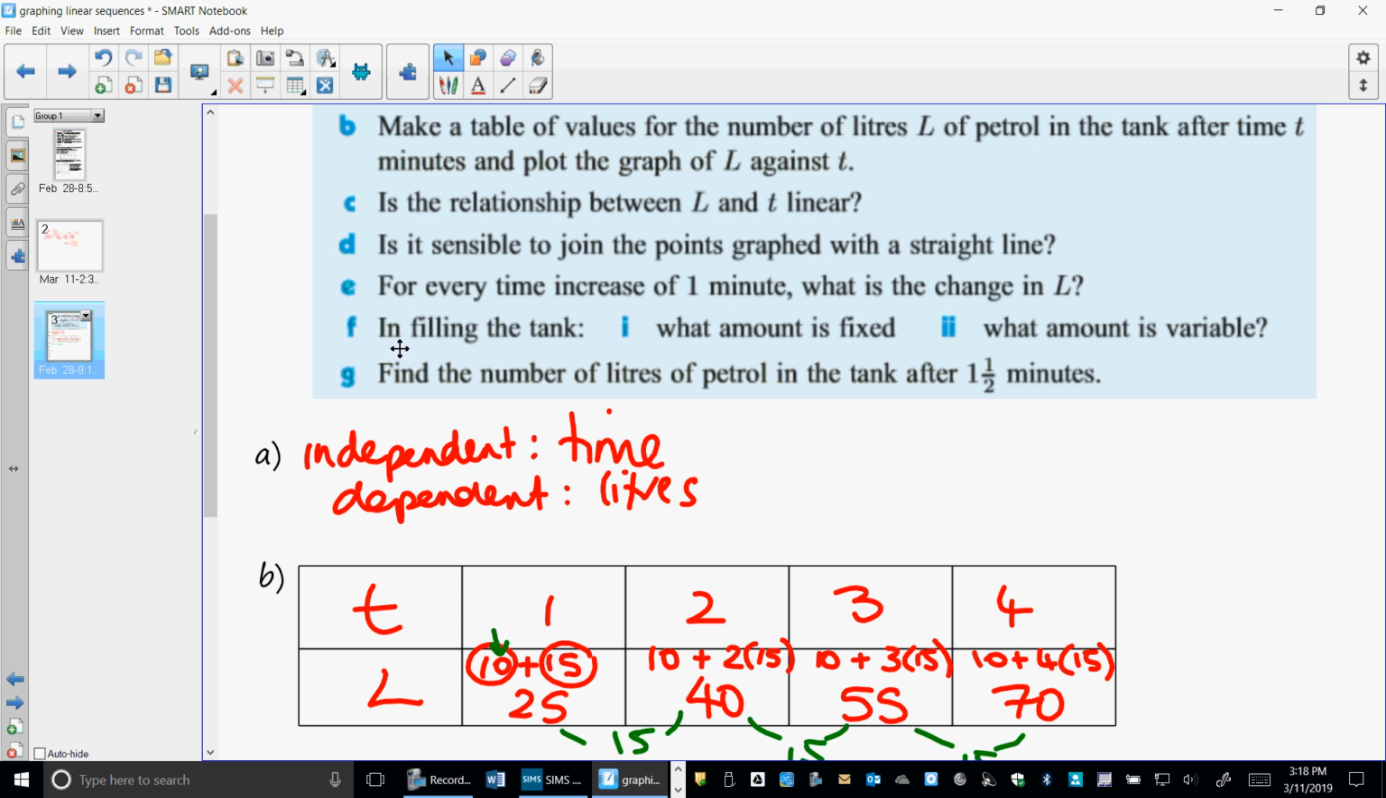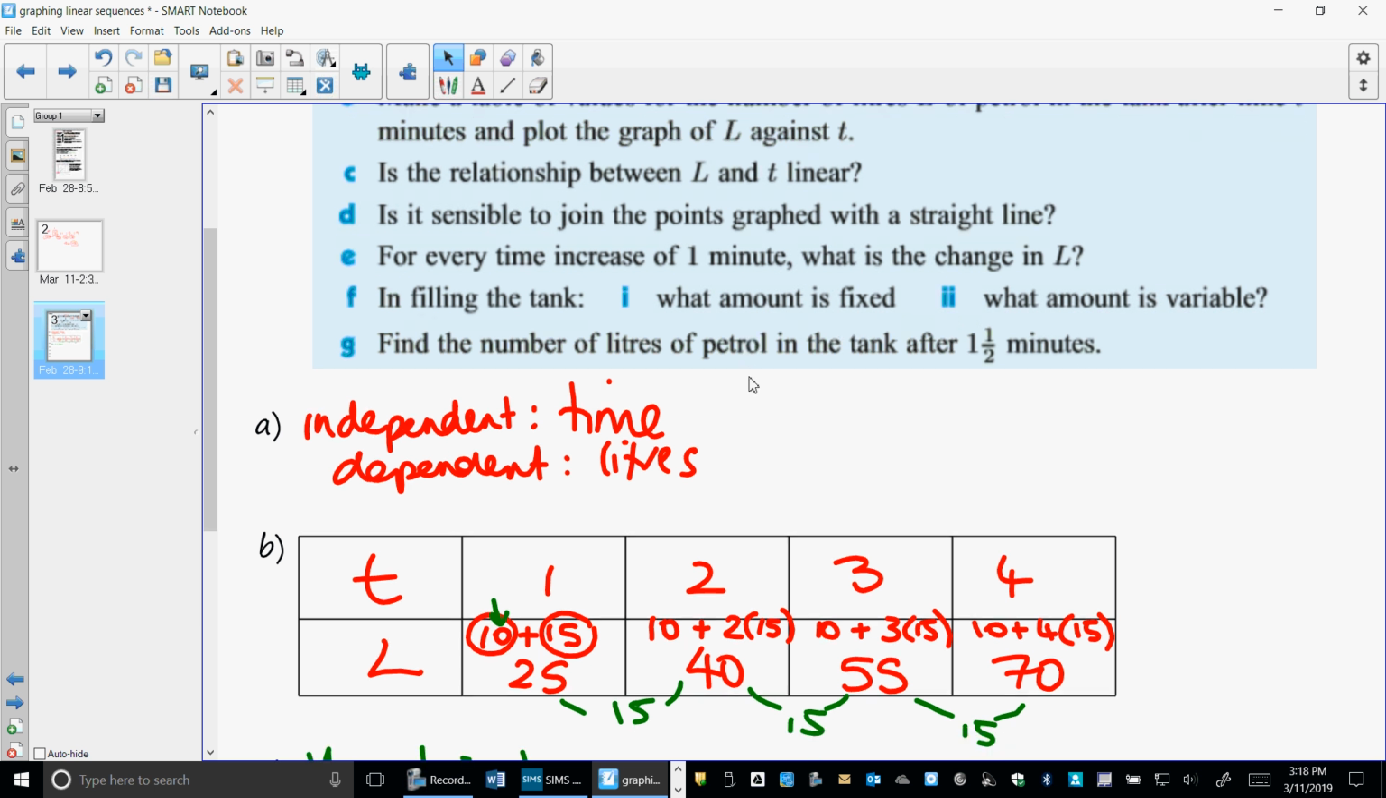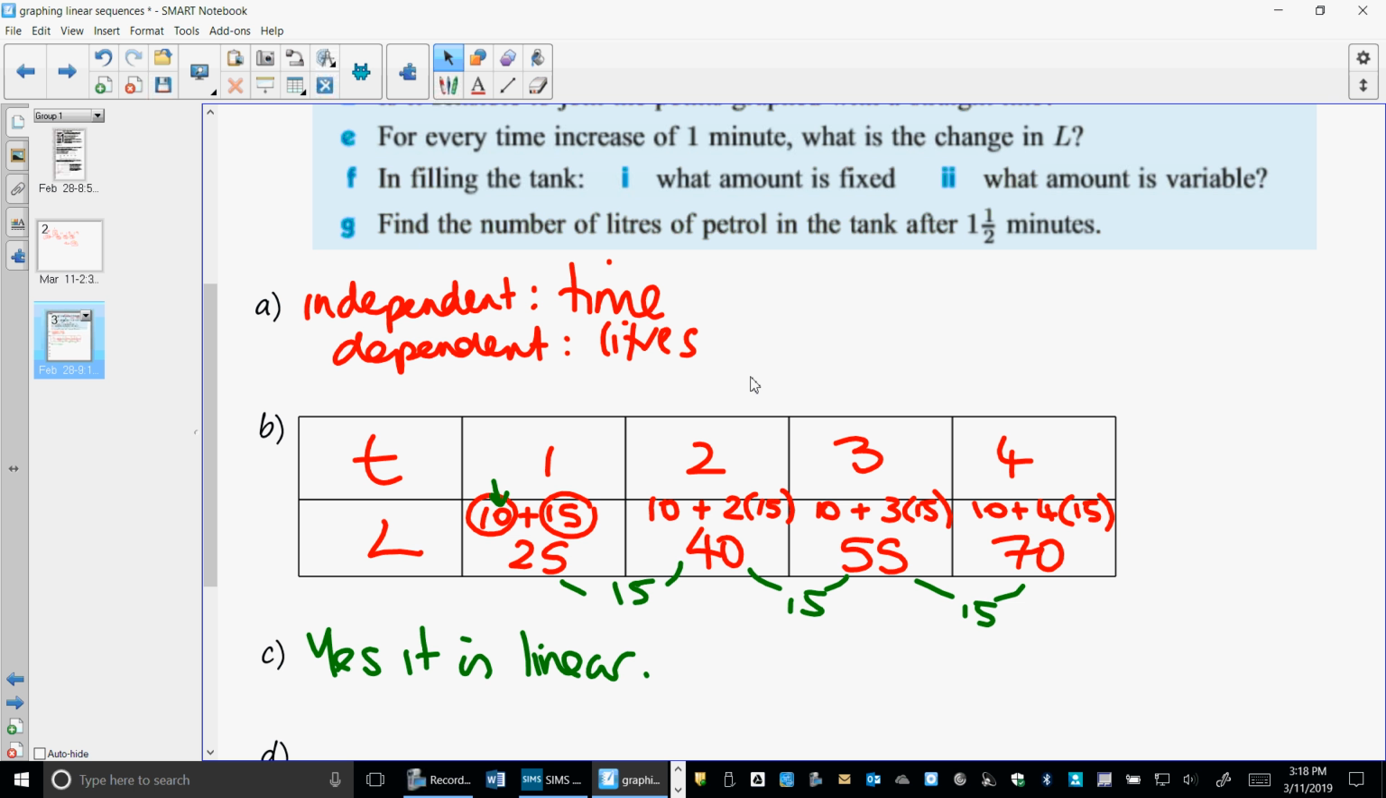F, it says, in filling the tank, what amount is fixed? Now, think about how we were filling our table in. Was there anything that was always the same in how we were filling our table in? What was the same each time, Georgie? We always had the 10 litres, didn't we? Yes? So that's what we call a fixed amount.